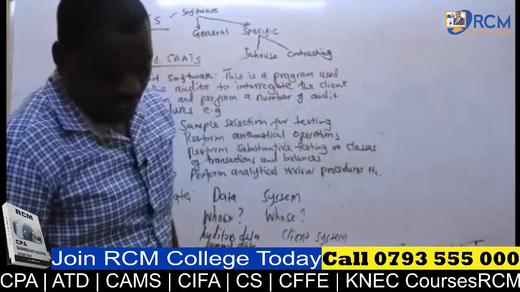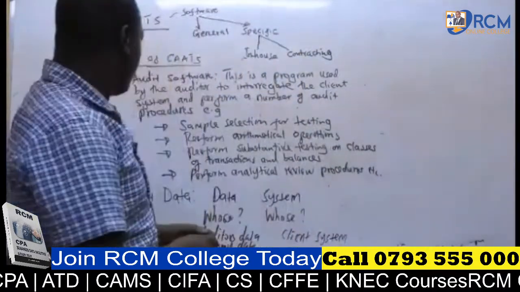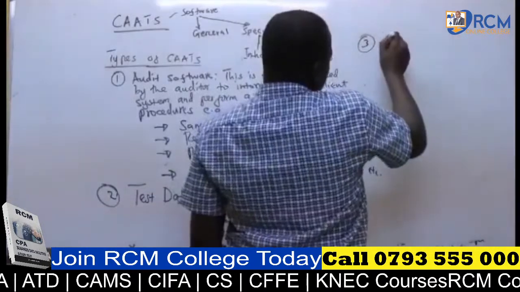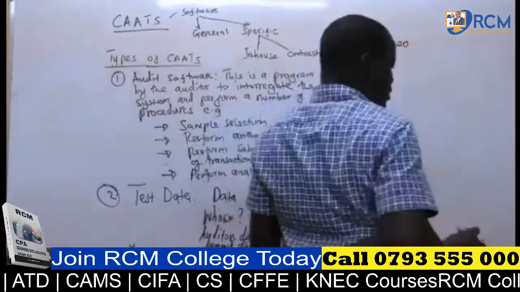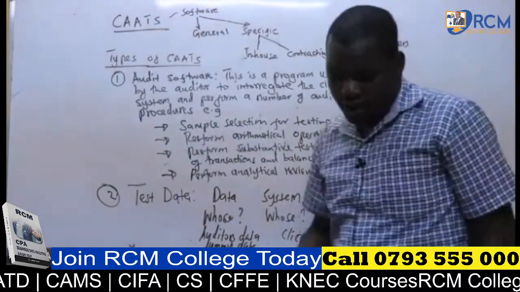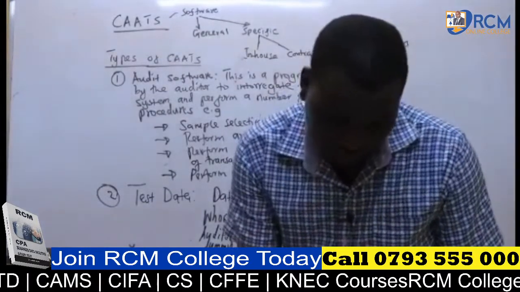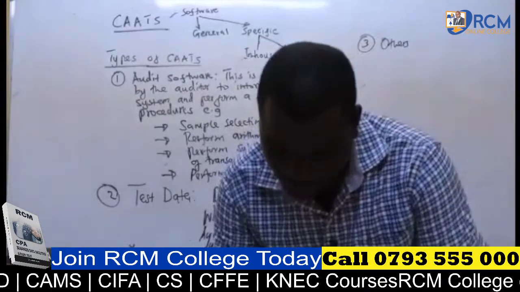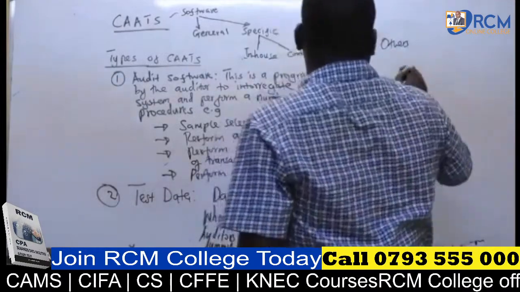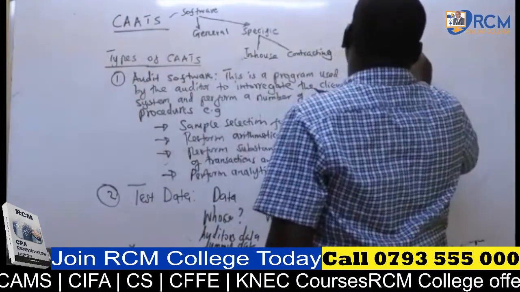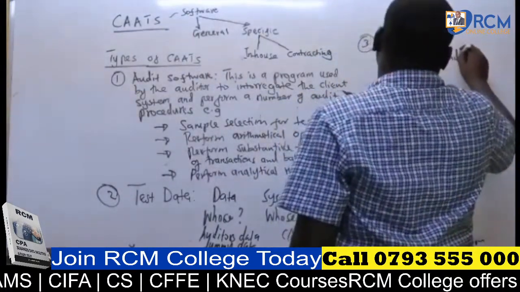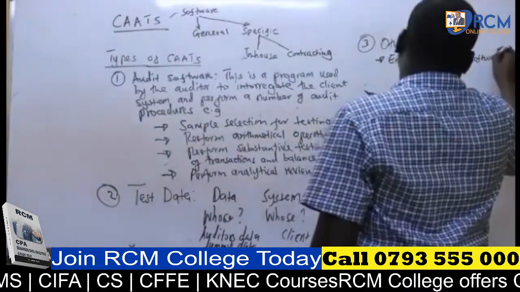Then we go to the third type of CAATs software, number 3, others. On the other software, we have at least 2 of them which you need to know. Number 1, we have the embedded audit software.